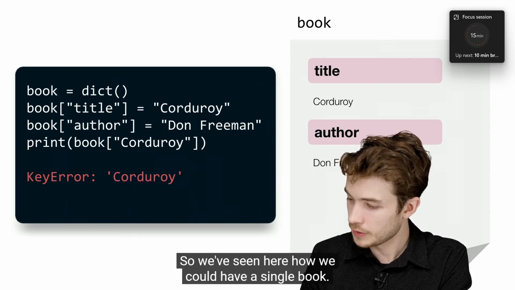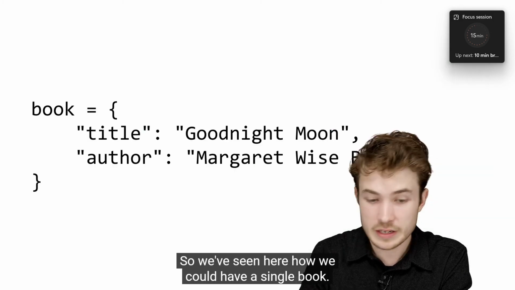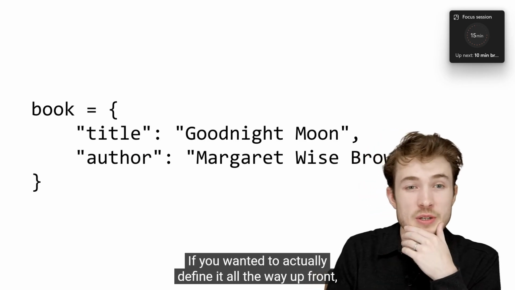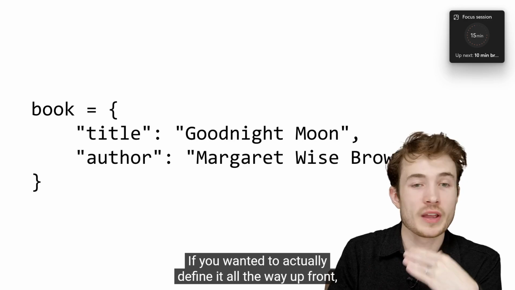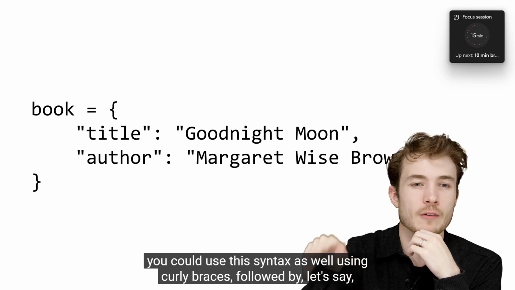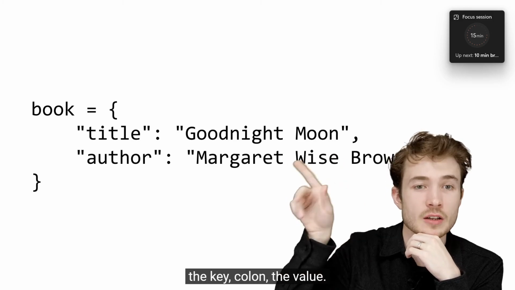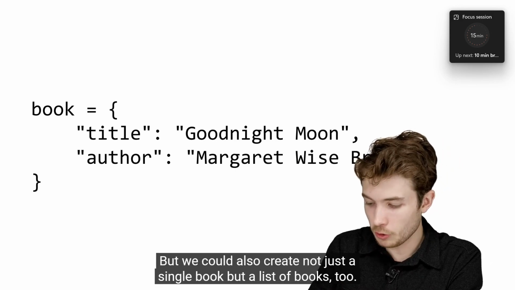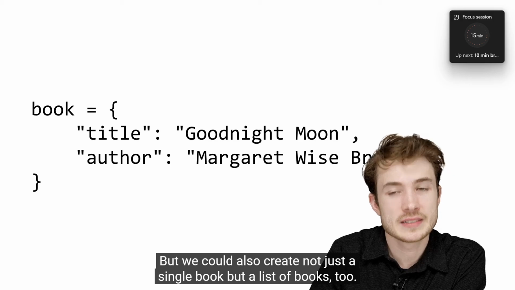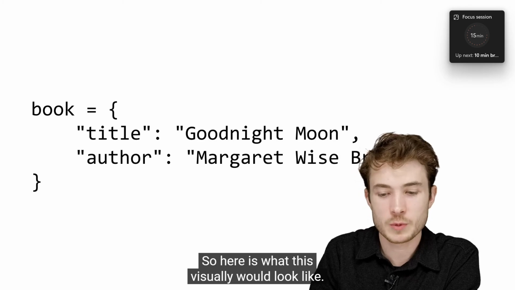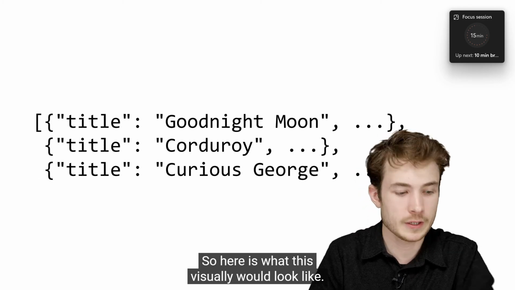All right. So we've seen here how we could have a single book. If you wanted to actually define it all the way up front, you could use this syntax as well, using curly braces, followed by, let's say, the key, colon, the value. We saw this in lecture. But we could also create not just a single book, but a list of books too. So here is what this visually would look like.